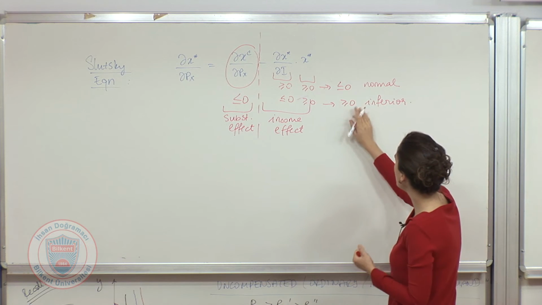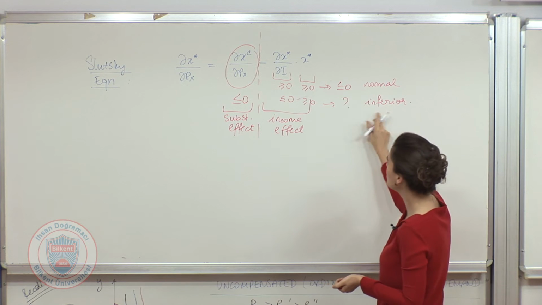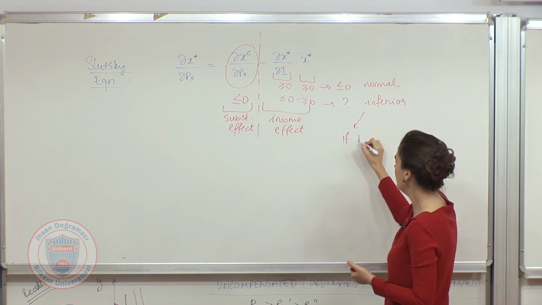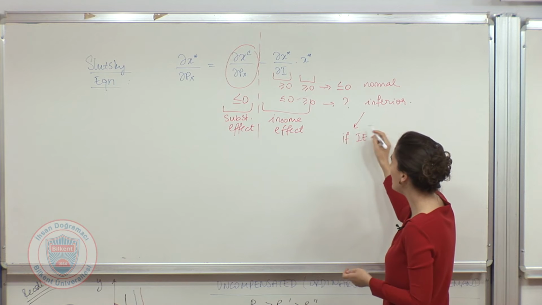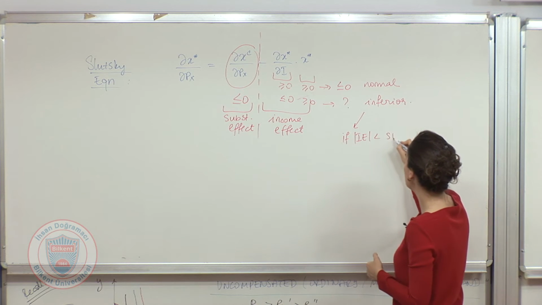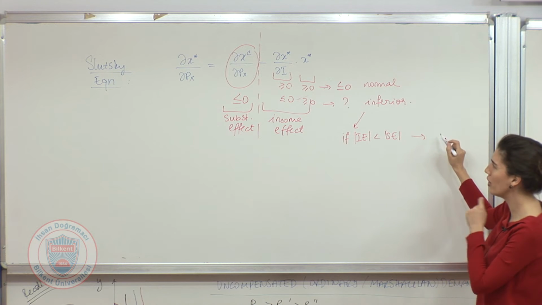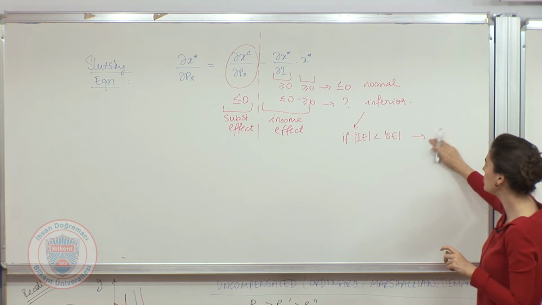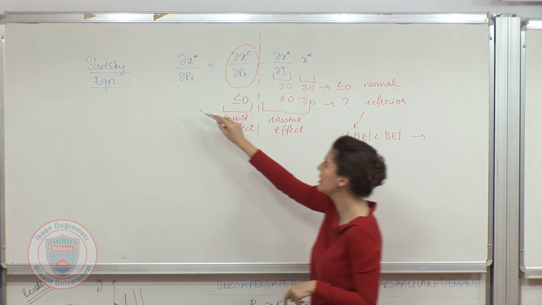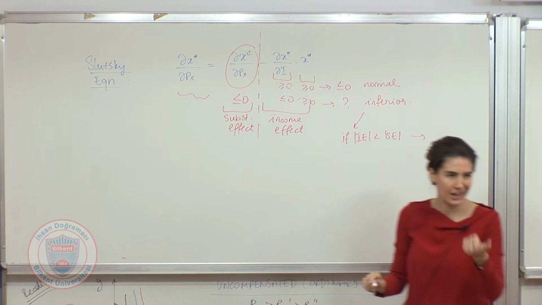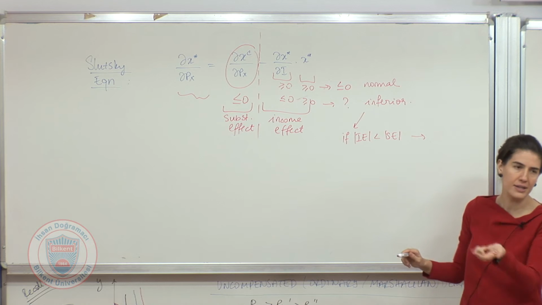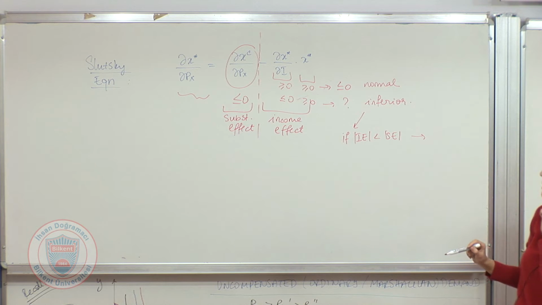So in this case, we don't know, right? So it's the inferior case. If the absolute value of the income effect is less than the absolute value of the substitution effect, then overall this is going to be negative. If that is not the case, overall it is going to be positive, okay?